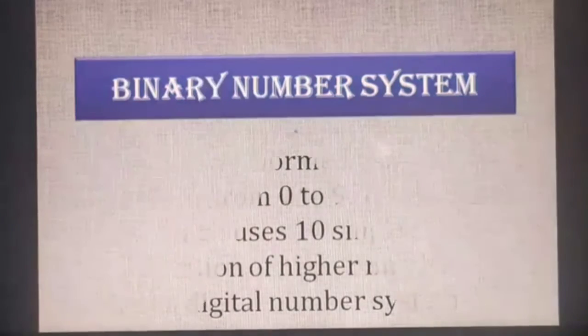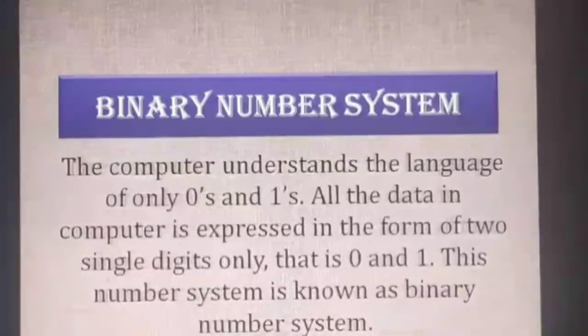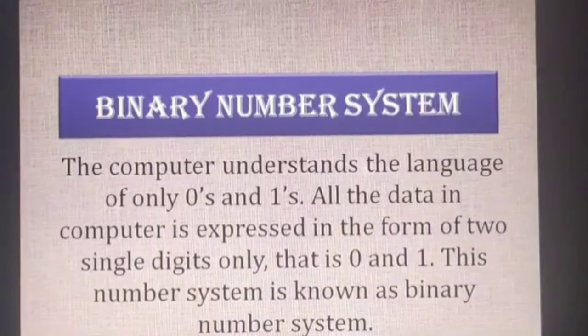And our second number system is called the binary number system. As we discussed, a computer can understand only machine language, which is in the form of zeros and ones. All the data in a computer is expressed in terms of 2 single digits only, that is 0 and 1. 0 represents the off state and 1 represents the on state. This number system is known as the binary number system.